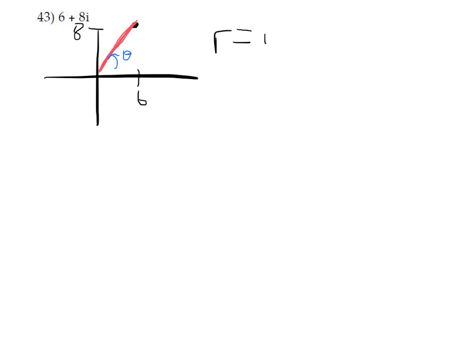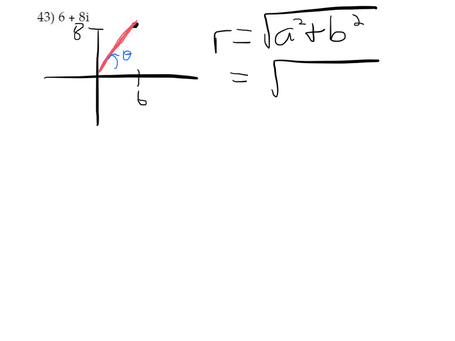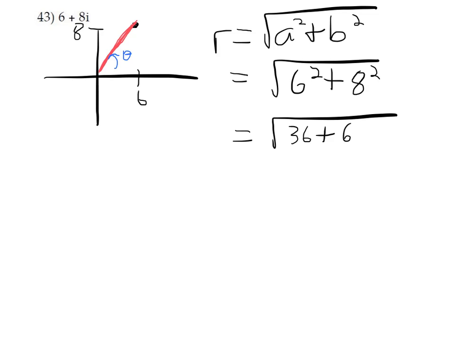We can do that with our basic formulas. r equals the square root of a squared plus b squared. In this case, a is 6, so 6 squared, plus b is 8, so 8 squared. So we have 36 plus 64, that is the square root of 100, so we get r is 10. So that's the modulus, or the absolute value.